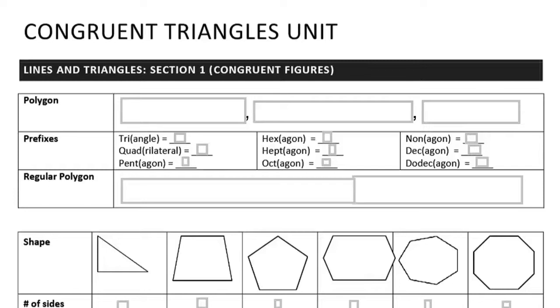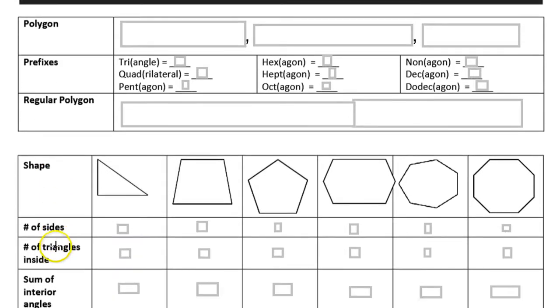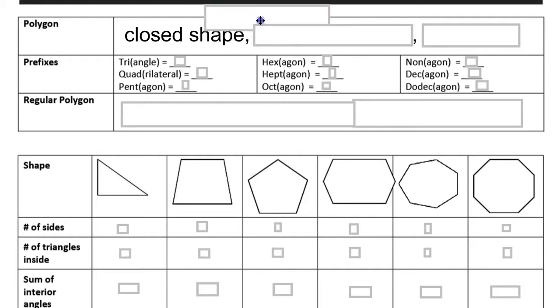Alright, we're going to kick off our unit on congruent triangles, and we're going to start out by taking a look at polygons in general. We start out with the definition of a polygon. And you might be used to these typical shapes. Most shapes, in fact, are polygons that we would think of. The key to being a polygon is that it's a closed shape.